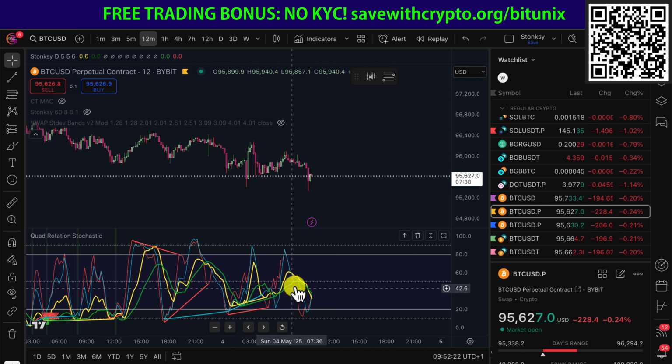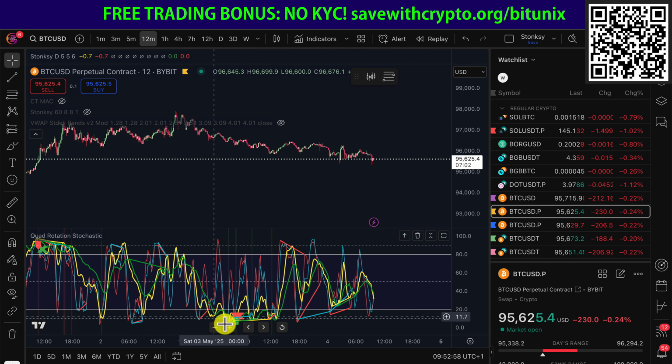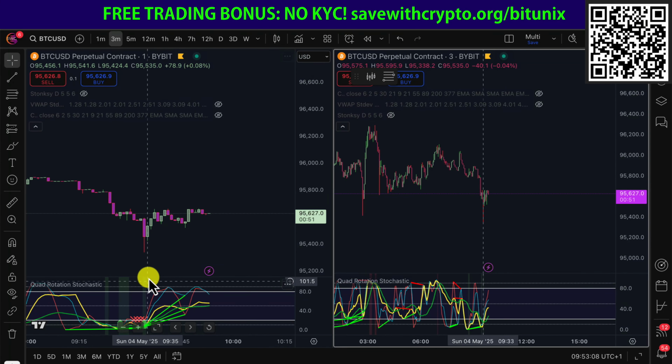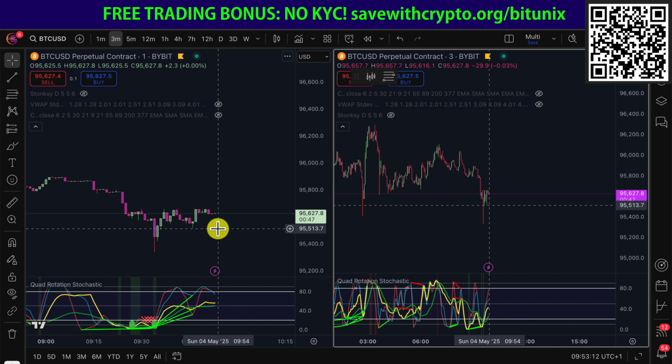On the 12 minute the stochastics really didn't come down that far, not like say for example they did when we were back here. So at the moment I'd probably say that that is a dead cat bounce, and then we're going to go further down actually. So I'm expecting a little bit more downside before we go back up.